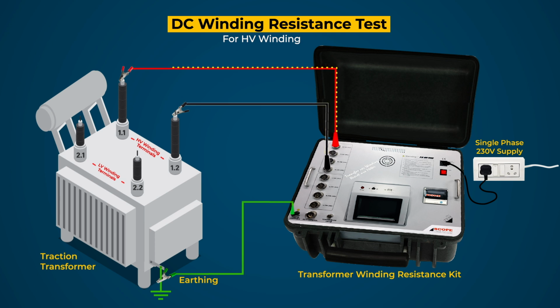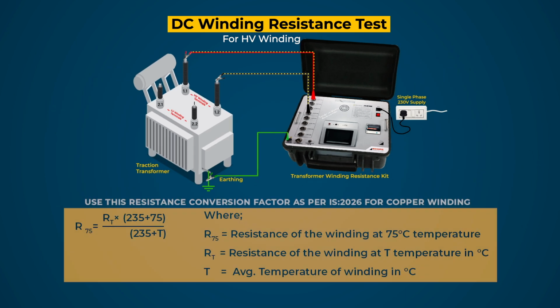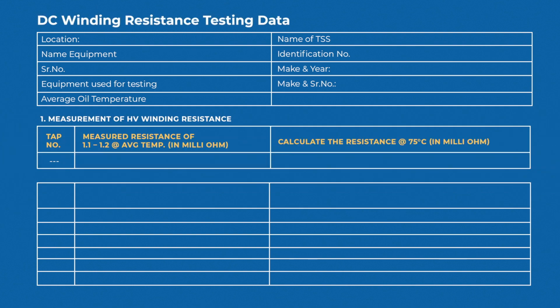the test. Here DC current is injected to HV winding and voltage across the same winding, that is, HV winding, is measured, and calculate the DC resistance of winding and convert the resistance to 75 degrees Celsius. Use this resistance conversion factor as per IS 2026 for copper winding. Testing data may be recorded in this format for further investigation and future reference.